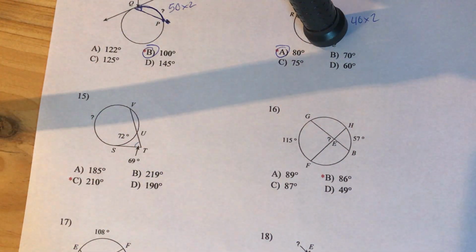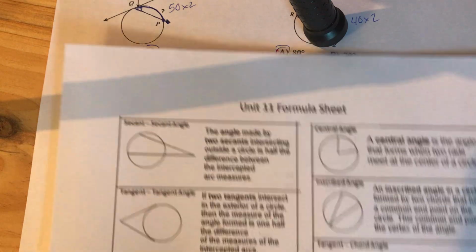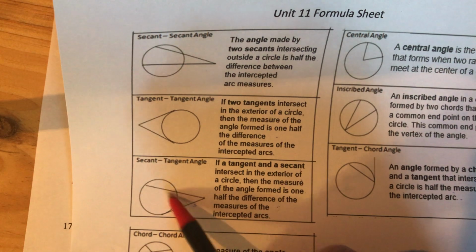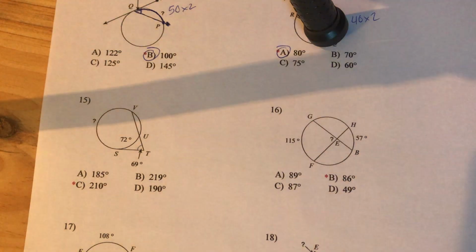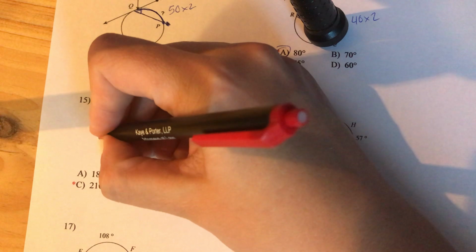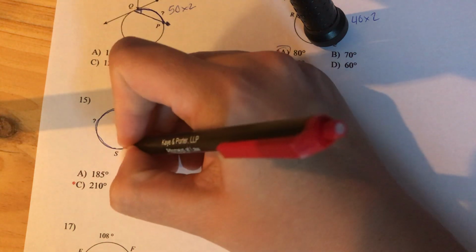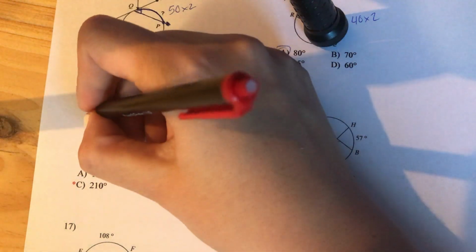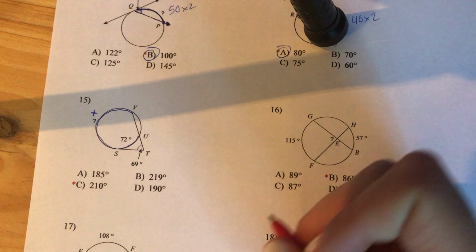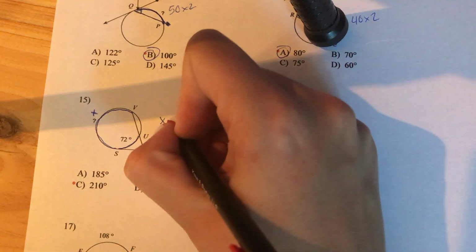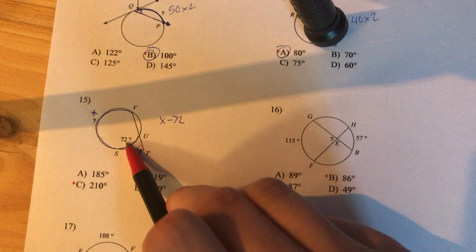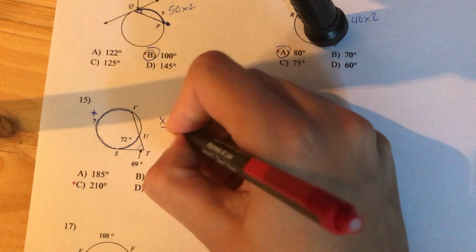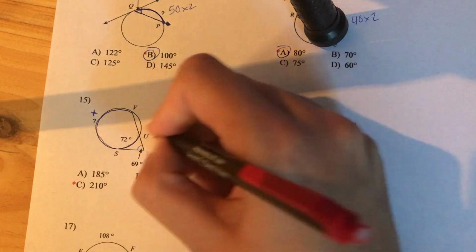Going back to our definition, this is our tangent secant one. So again, it's half the difference of the intercepted arcs. It would be the difference of this arc out here and this arc in here. I'm going to call this outside x. I'm going to do x minus 72. Make sure you're not doing 72 minus x, because it's always the bigger one minus the smaller one, divided by 2 gives me 69.